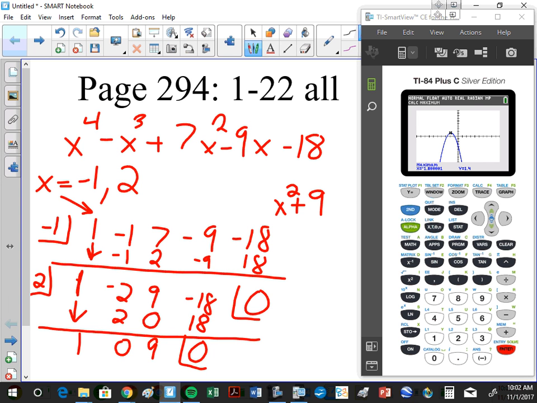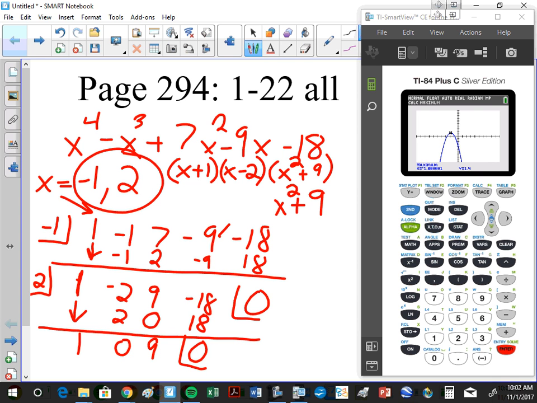So this only has 2 real roots. And what is the factored version of the equation? It's going to be x plus 1, x minus 2, and x squared plus 9. So for today, if the quadratic is prime, if it does not factor using real numbers, then that is just one of the answers.